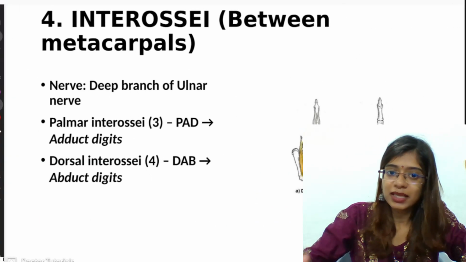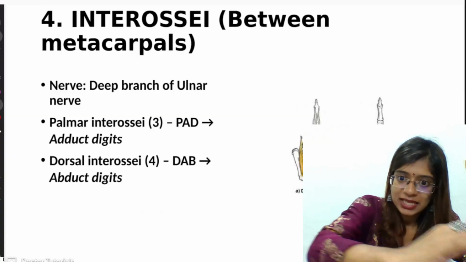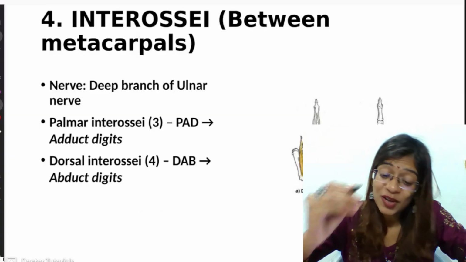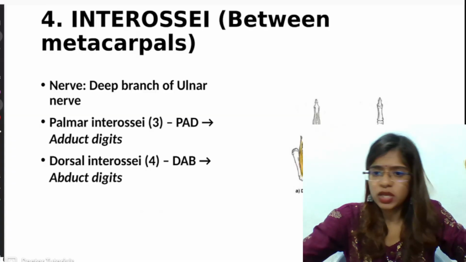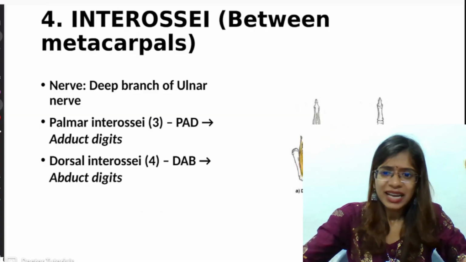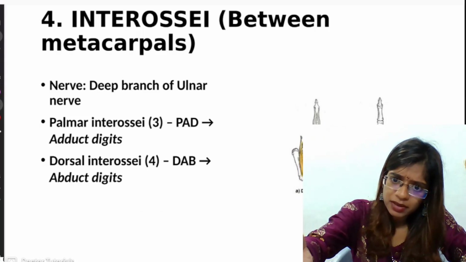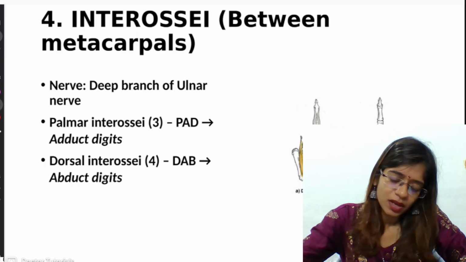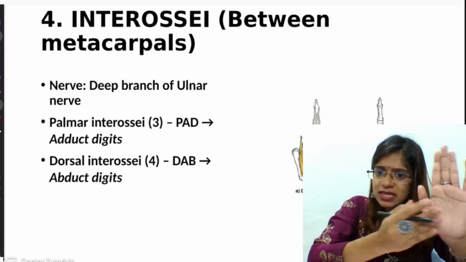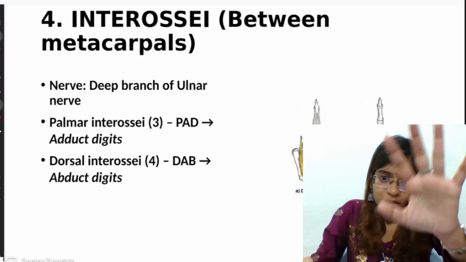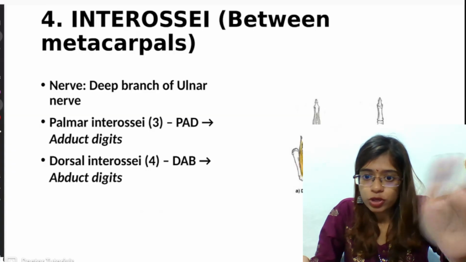Because in the class, I said the first group of muscle is thenar, so children were writing the first group as hypothenar. It is not like that. You can write it in any sequence. You can write lumbricals first, or interosseous first. Just remember that there are sets of muscles in the palm. That is it.